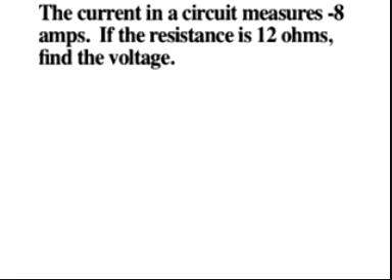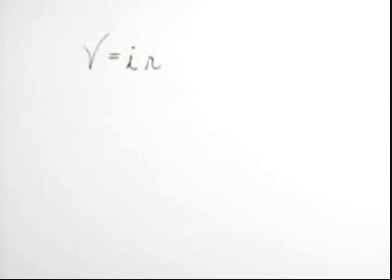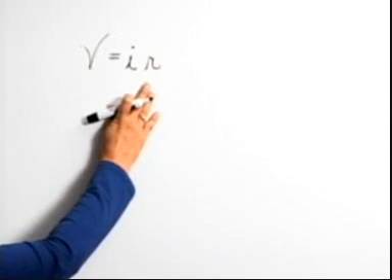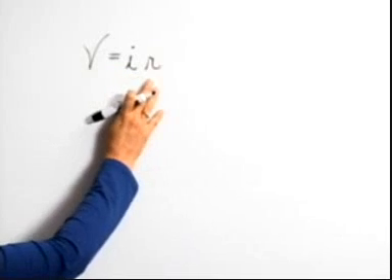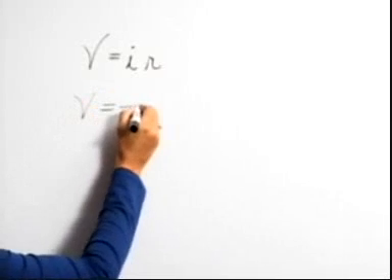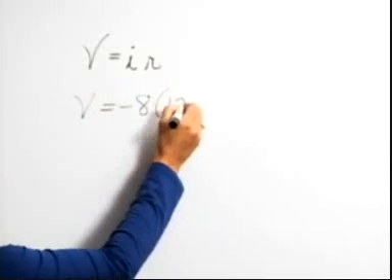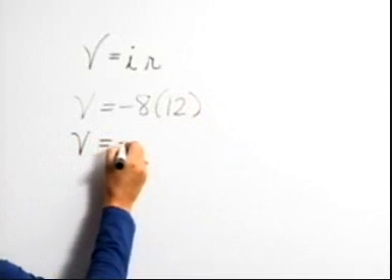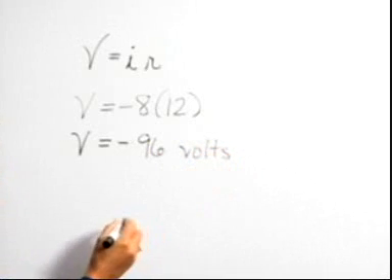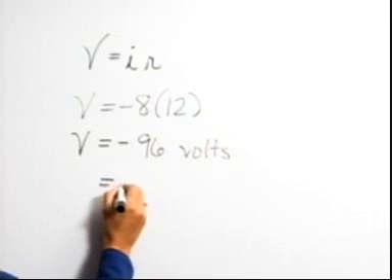The current in the circuit measures negative 8 amps. If the resistance is 12 ohms, find the voltage. We must calculate the voltage given the resistance and the current. The formula that relates voltage, resistance, and current is V equals IR. Our plan is to replace I with negative 8 and R with 12 in this formula, and then multiply. So we'll have negative 8 times 12, and so voltage equals negative 96 volts, or negative 96 V.